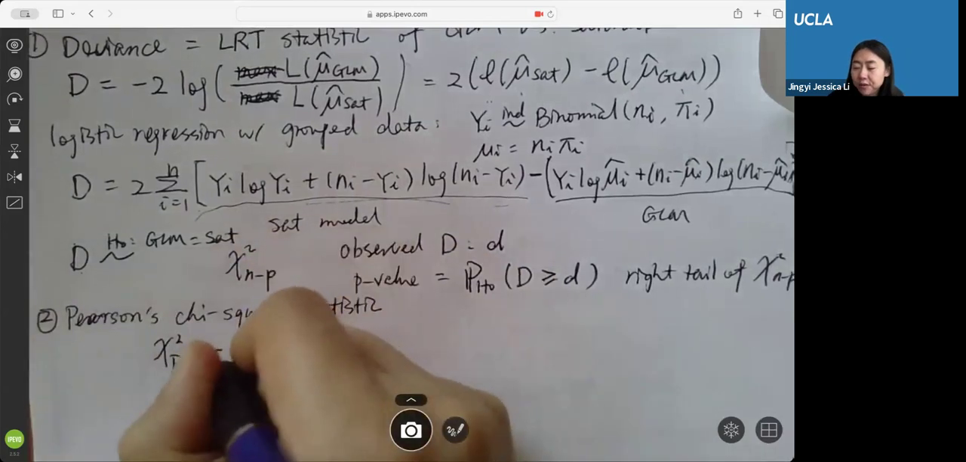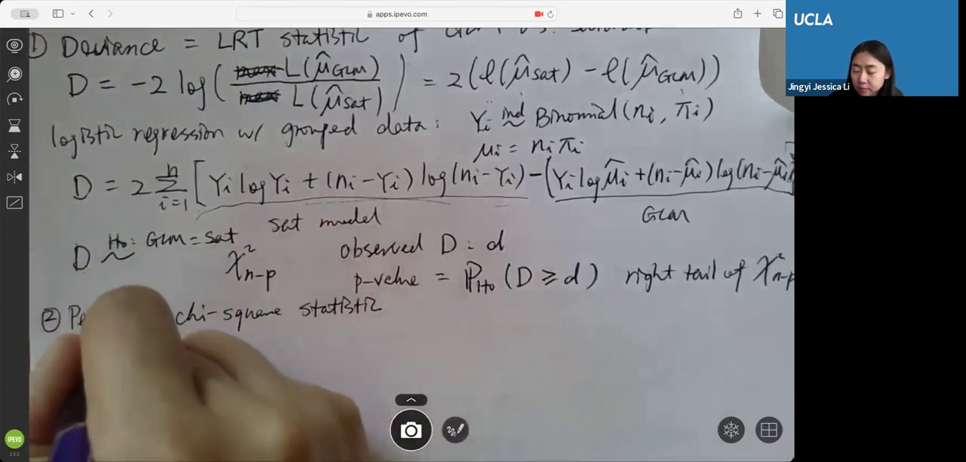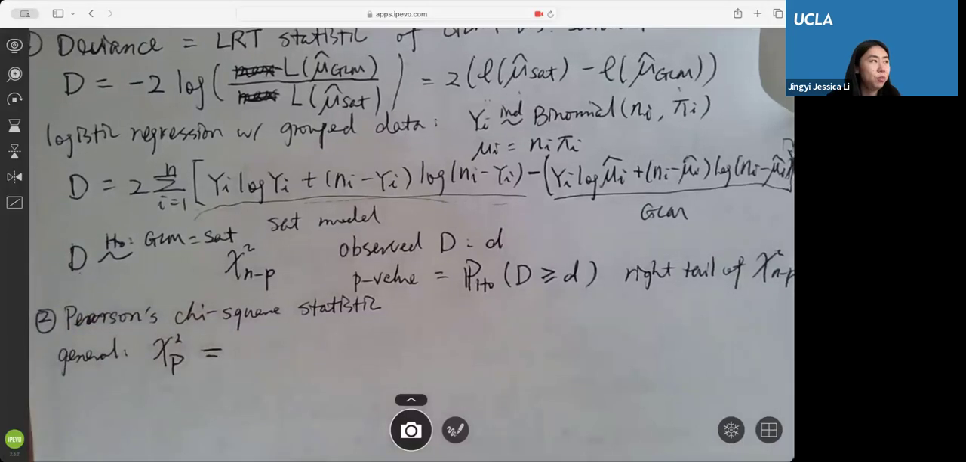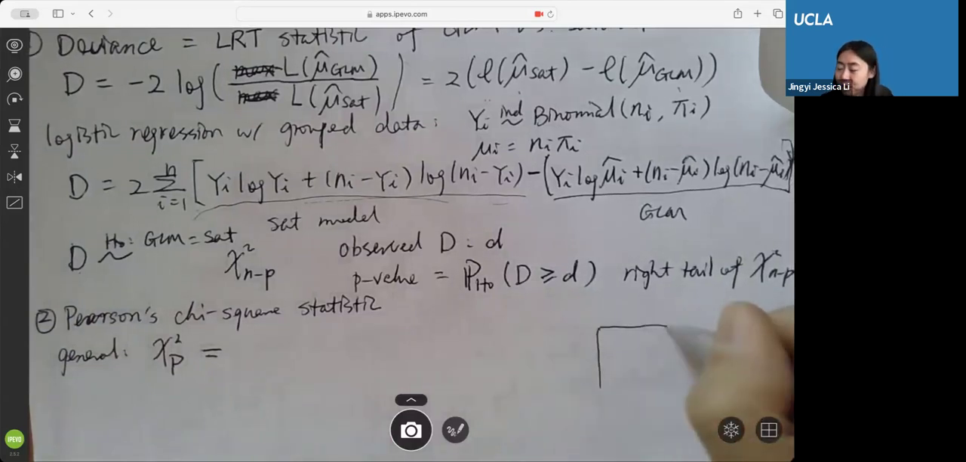So the general definition is what you might have seen with the contingency table to test whether two variables are independent. I think you have seen that already. That's a famous example. So suppose that I have two variables.